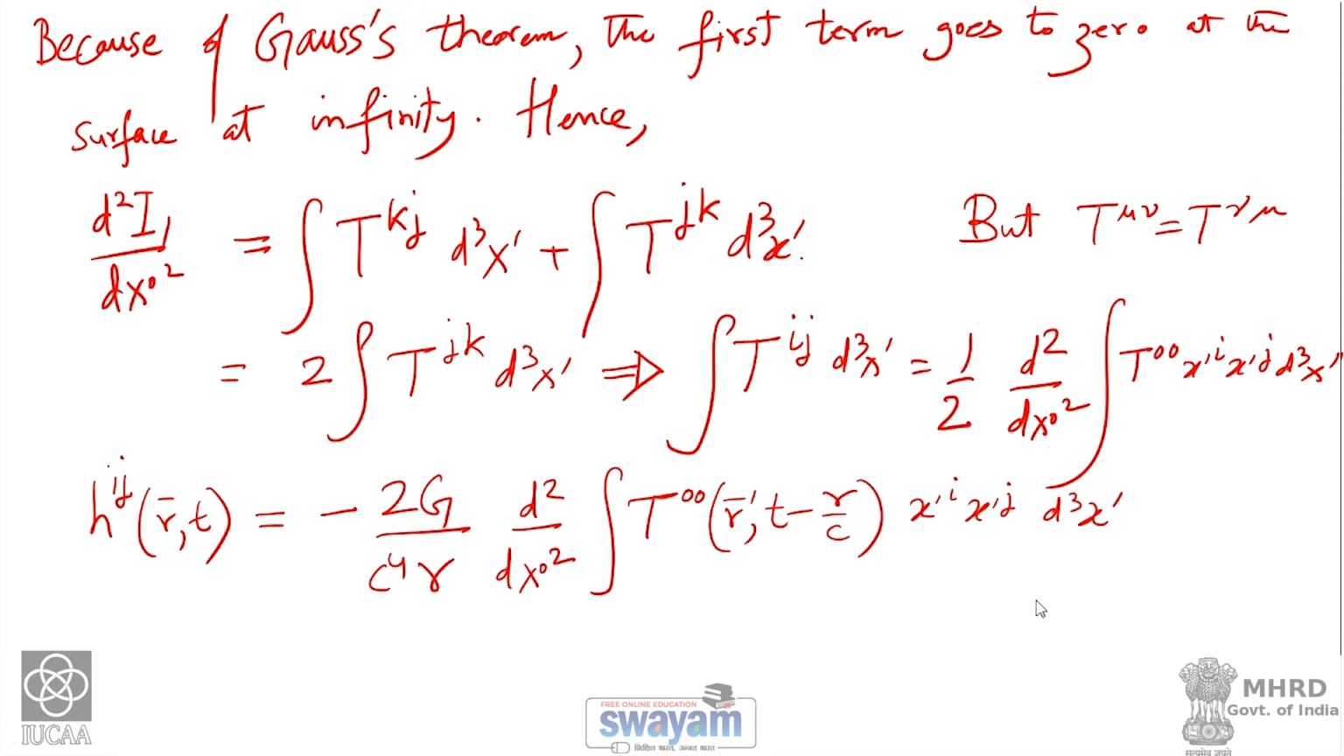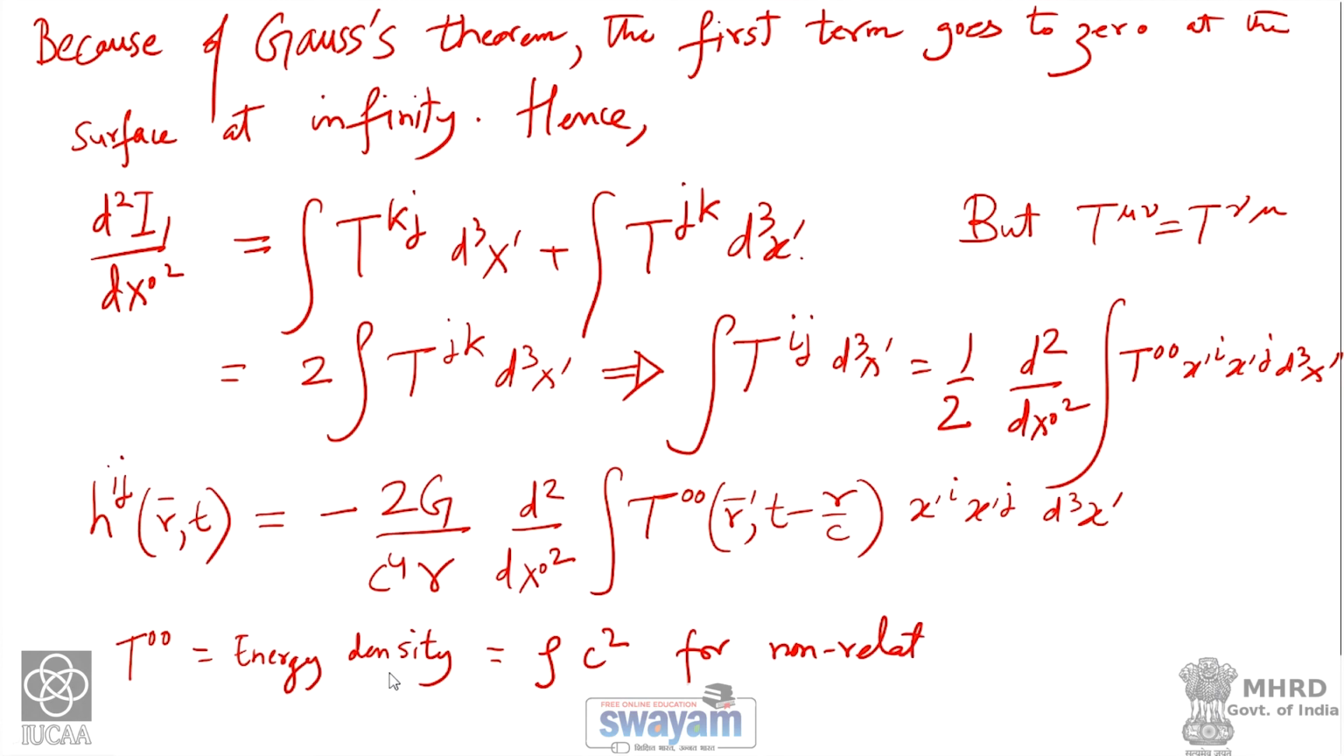Now, what is T^{00}? So, that is the first thing we will ask. T^{00} is the energy density. So, when we talked about energy momentum tensor, then we know interpretation for T^{00} is energy density. For source that has non-relativistic matter distribution, energy density is simply ρc² for non-relativistic source, where ρ is the mass density.